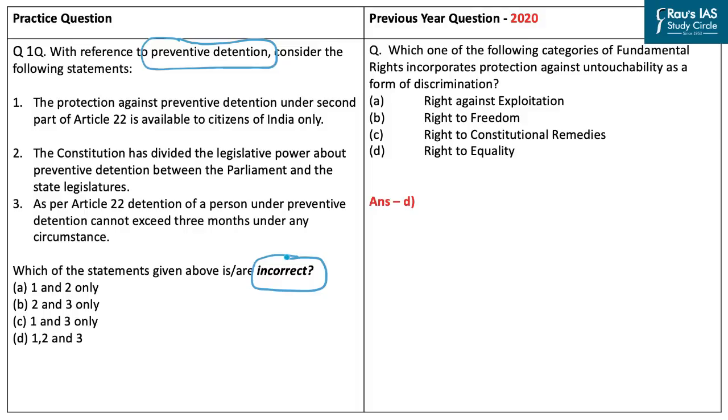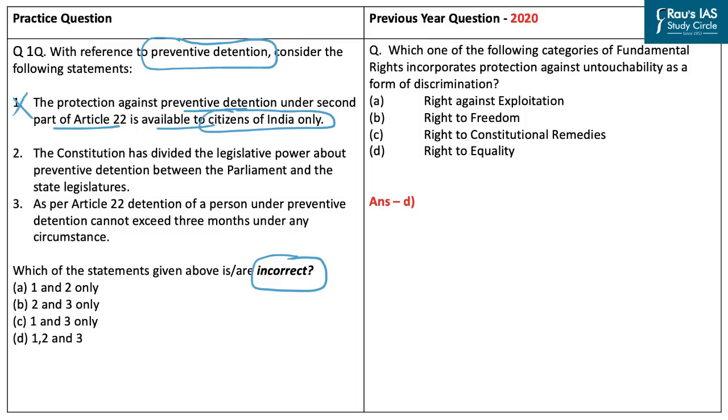So if you look at the first statement, it reads: the protection against preventive detention under the second part of Article 22 is available to citizens of India only. This is incorrect because it is available to both citizens as well as foreigners. There is no restriction that it will be available only to the citizens of India.